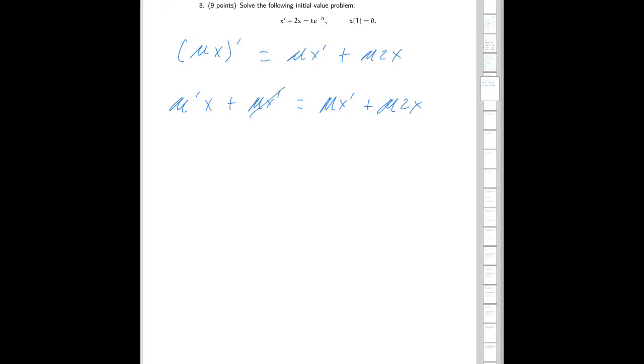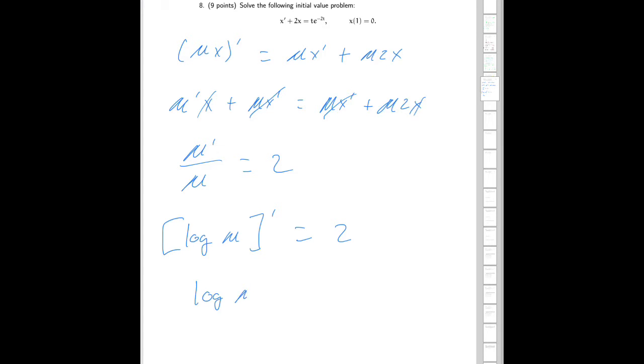Okay, the mu x' terms cancel, and then we can divide by x, they cancel, and what we end up with is mu' over mu is equal to 2. In other words, the derivative of log of mu is equal to 2. We take the antiderivative of both sides.